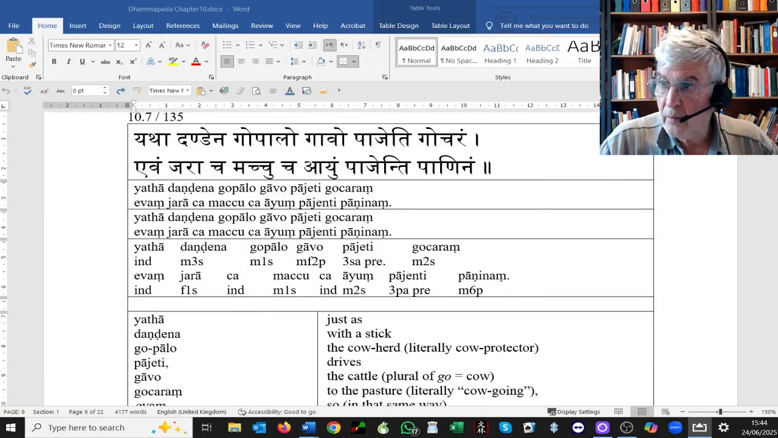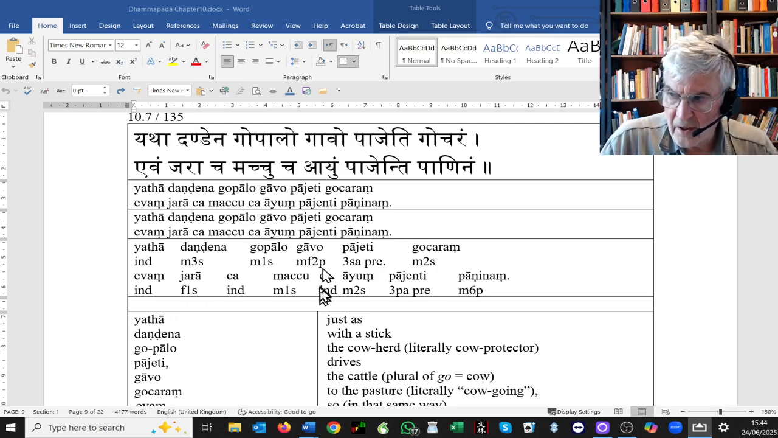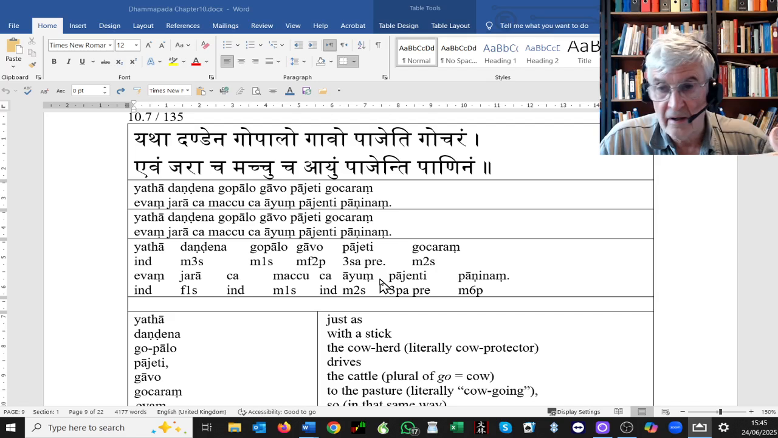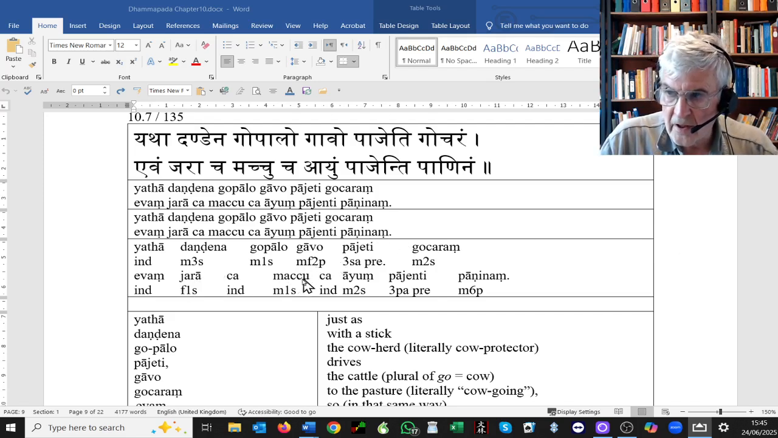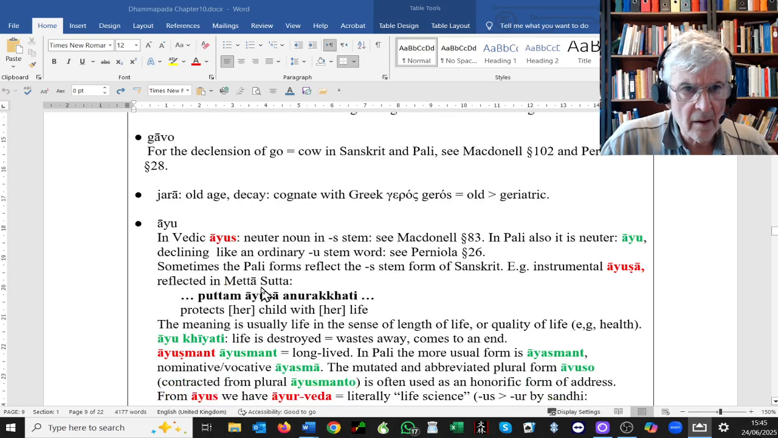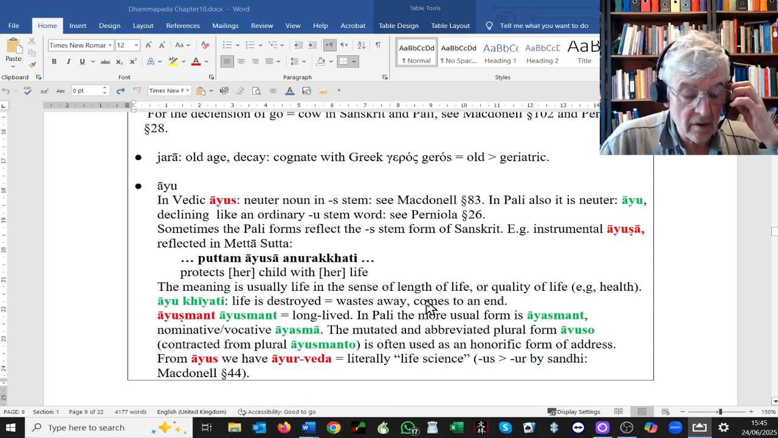So back to where we were. Evam jara chamachucha. Thus, both old age and death, ayum pajenti, drive life, in the sense of hasten it on. They make them go upon their way to the inevitable end, is the idea. Thus, old age and death drive on life. This word ayu, you'll see I've done a note on it at the bottom of the printed page.